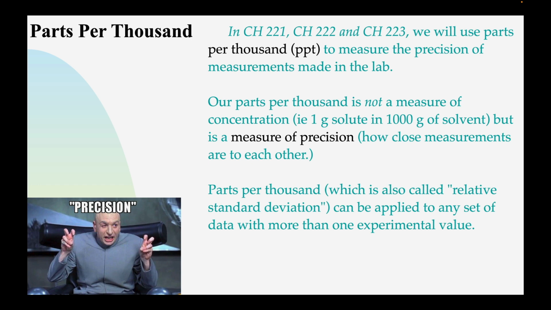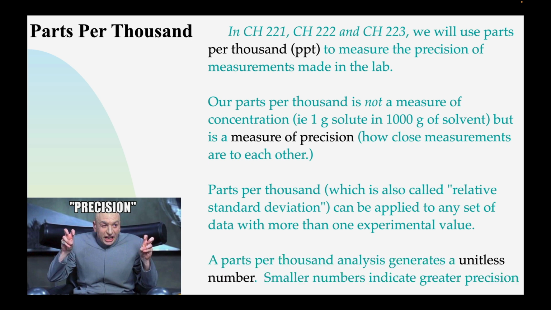Or perhaps you measured the percent potassium chlorate in a mixture, and you have 3 values. Parts per thousand could be applied. When you're done with the parts per thousand, you will end up with a unitless number. So again, you can start with percentages or wavelengths or molar masses, anything, but at the end, parts per thousand is just a number, a unitless number. And the smaller the number, the greater the precision.